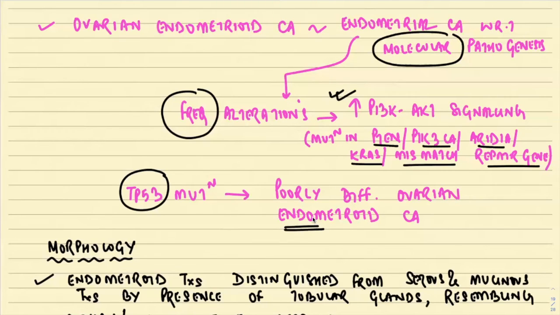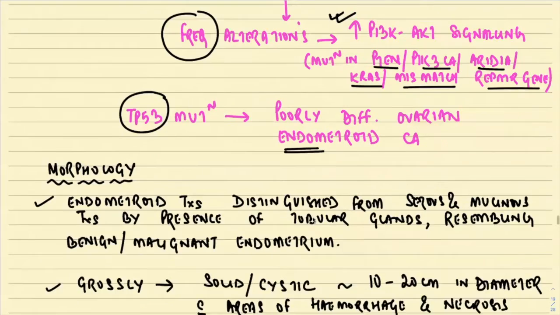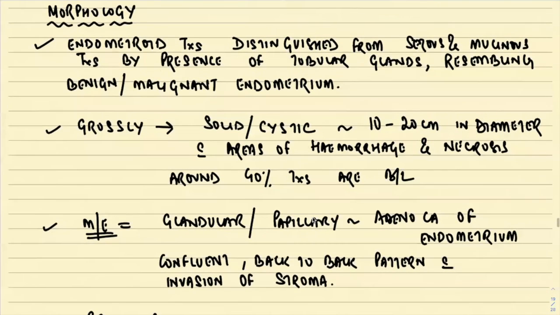Because they are sharing the same molecular pathogenesis, molecularly they are connected with each other. This is what I wanted to say. Coming to the morphology of the endometrioid tumor, we have to distinguish the endometrioid tumor from the serous and the mucinous variety. So it is very easy.